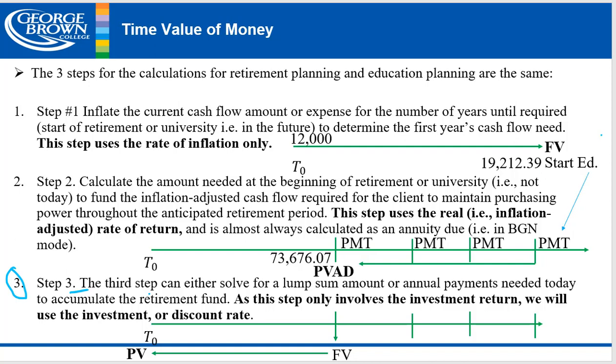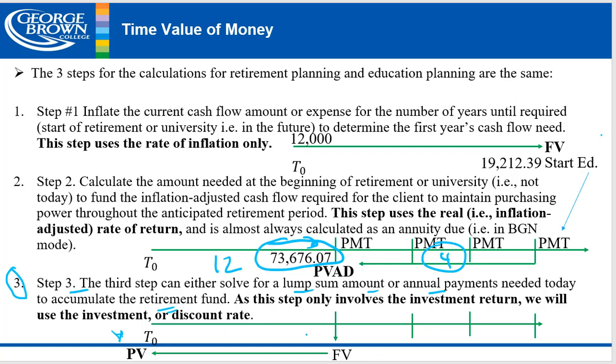You can see step 3 here. The third step, you can either solve for a lump sum amount, or you could do it different iterations, annual payments needed today, at the end of the year, or monthly payments. Anyhow, at the end of the day, what you want to know is how much do I need right now, or through some monthly or yearly saving to save up for this amount at the beginning of retirement or beginning of education. So you can see in step number 2, we calculated that here, which was 12 years from now, we would need $73,676 to be able to fund 4 years of education, having the amount up front at the beginning.